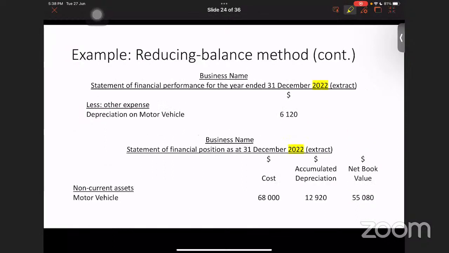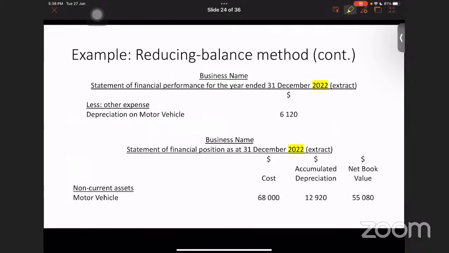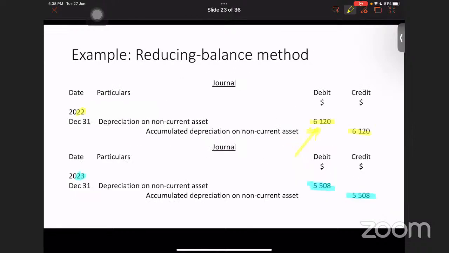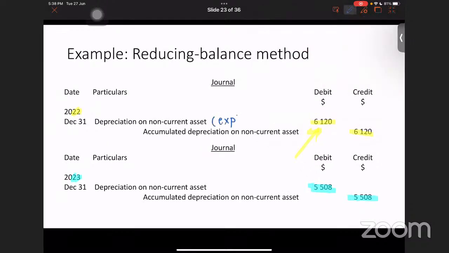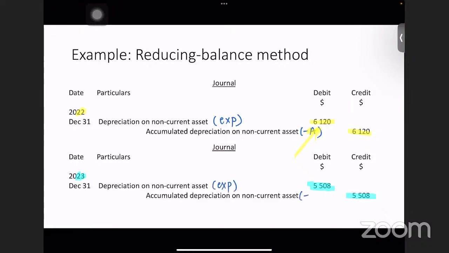Okay, then moving on, statement of financial performance. So now let's take a look at 2022. So 2022, just now we know already, right? My depreciation is this one, 6120. So here, it will be shown under my expenses because like I mentioned, depreciation is an expense. Okay, we can write it down again. Depreciation is an expense. Acute D, contra asset. So it will be a good habit if you can just write down all these categories in brackets whenever you do your journal. Okay, expense, contra asset.